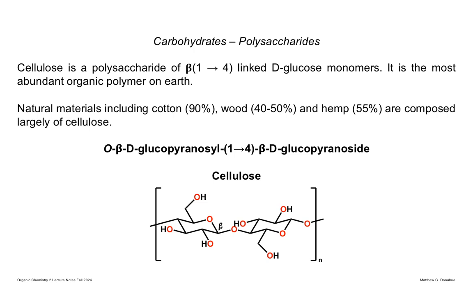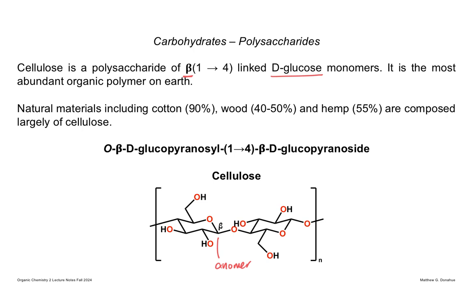Cellulose, you've probably heard of, is a polysaccharide. So again, poly means many, and these are biopolymers. This one is a polymer of D-glucose monomers. This nomenclature here, again, beta, is the chemistry of the anomeric center where the oxygen is up.